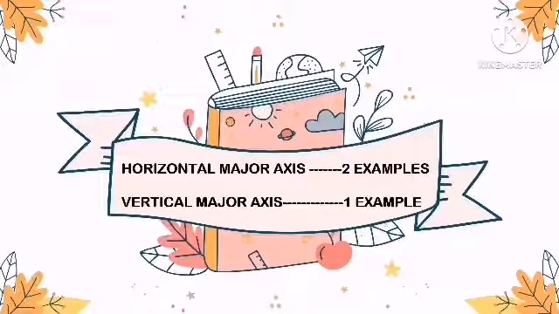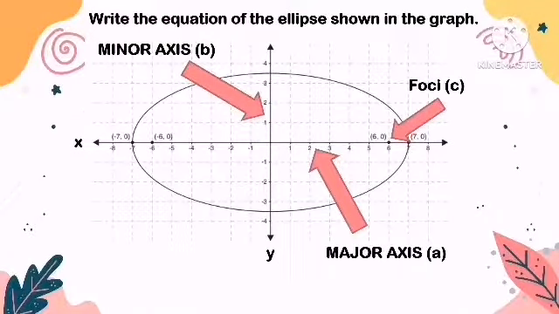In order for us to visualize our formula, we need to have some examples. Write the equation of the ellipse shown in the graph. By the way, let's not forget that a is classified as our semi-major axis, b is classified as our semi-minor axis, and c is classified as our foci.